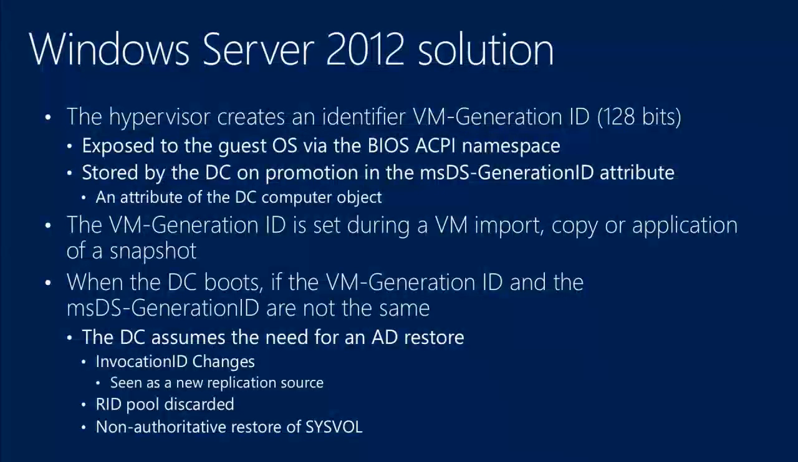I must have gone back in time. Because that's normally what happens: if you restore from a snapshot, you actually go back in time. And if it detects that change between the two IDs, it will go into an AD restore. When it does, it changes its database identifier, and it is seen as a new replication source. It discards the RID pool, and it does a non-authoritative restore for sysvol. So that's what happens. So it is effectively virtualization safe.